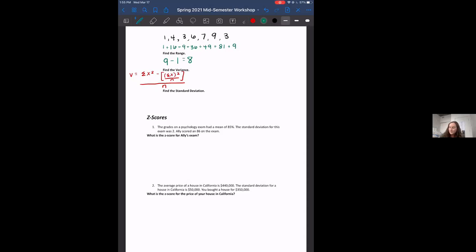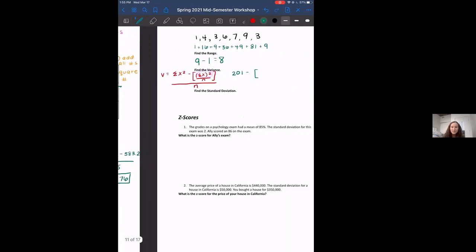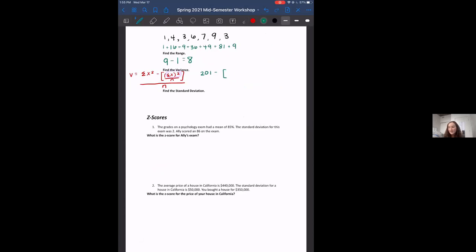201. Yes, good. So 201. Oops, forgot the minus. Okay, so now we're going to do this part, the sum of x in parentheses, squared. That means we're going to add them all up and square it. We already added them up in the mean. We said them all added up was 33. So now we just need to do 33 squared. Can anyone tell me what 33 squared is? 1089. Good, thank you. 1089.